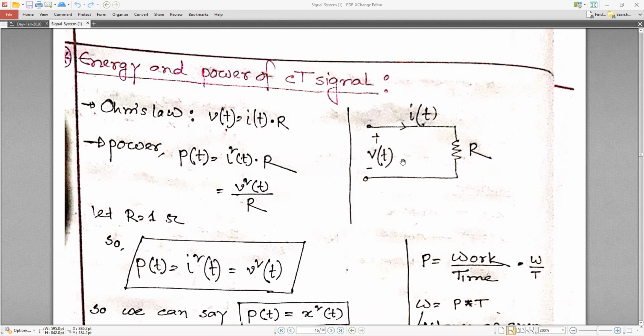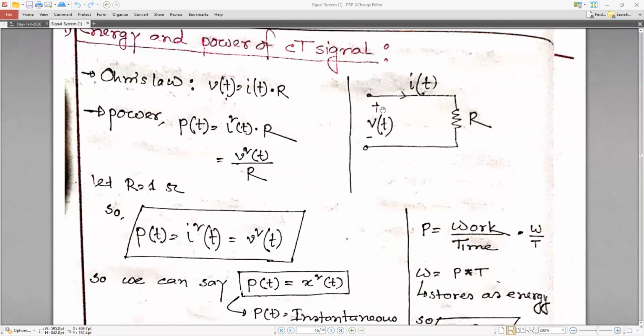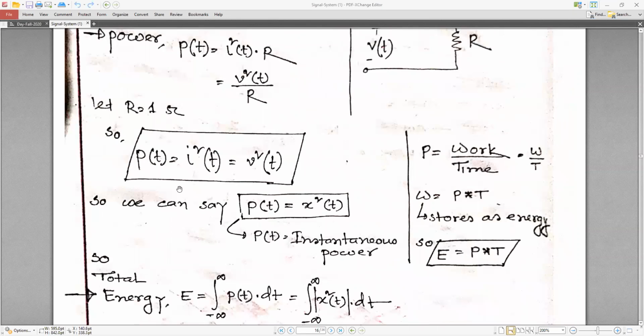Energy and power. See the equation, circuit. This is a circuit, right? This is the voltage value, current value, and this is the resistor. According to Ohm's law, V of t is equal to IR, and power is equal to I squared R, or instead we can write V squared by R. Now put some values. Say R is equal to 1 ohm, then P is equal to I squared, which is V squared when R is 1 ohm. So we can say P of t is equal to x squared t.